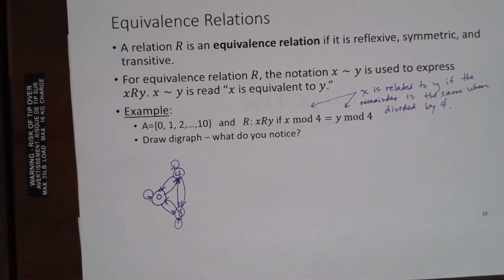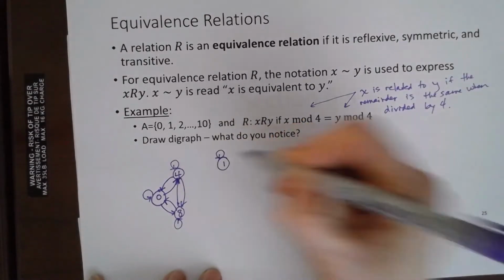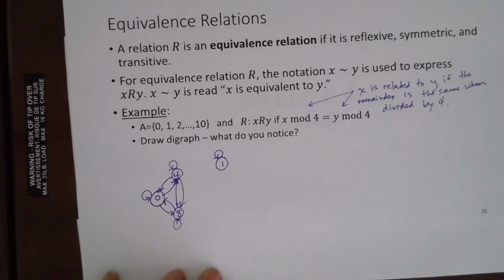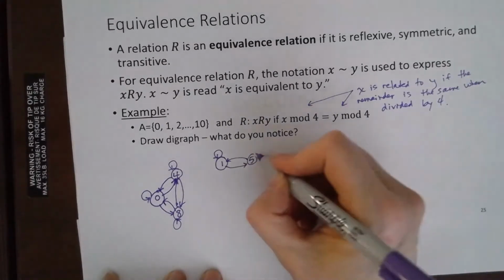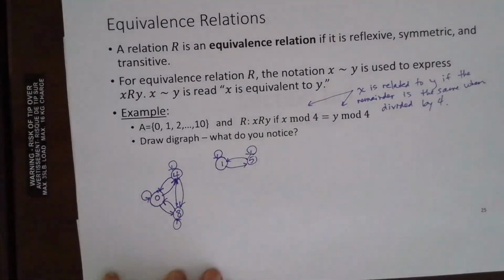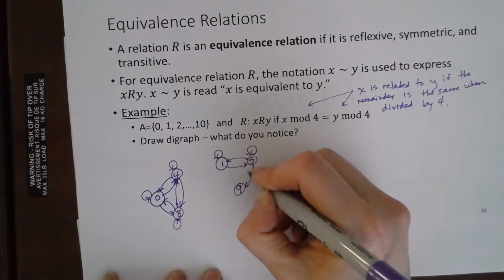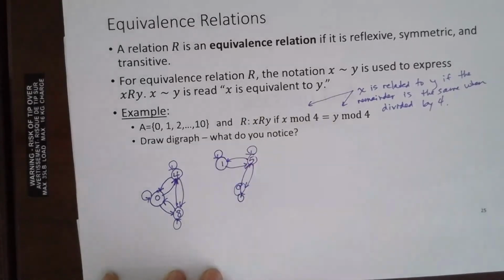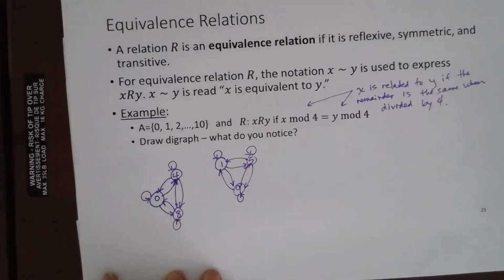So let's go to 1. 1 is not related to any of these. 1 is related to itself. What other numbers would be related to 1? The same remainder when divided by 4, so the remainder of 1 when you divide by 4. 5. So 1 will be related to 5, and 5 will be related to 1. Of course, 5 is going to be related to itself. What else? 9. So I'll put 9. 9 is related to itself, and of course 9 and 1 have the same remainder. That's everything that's related to 1.